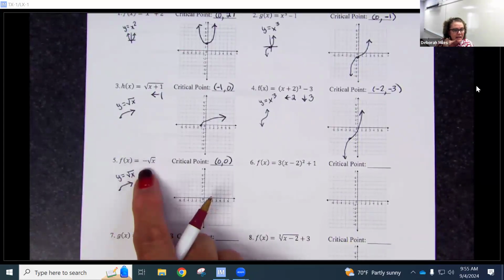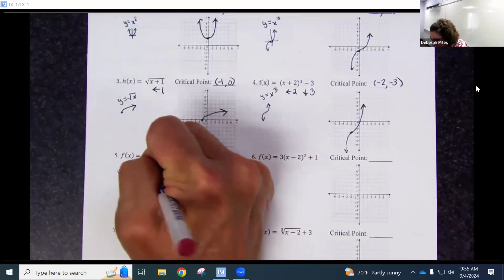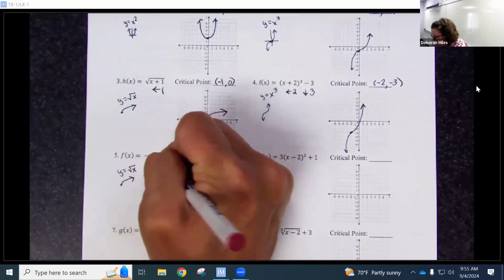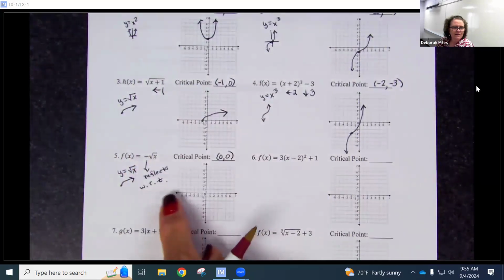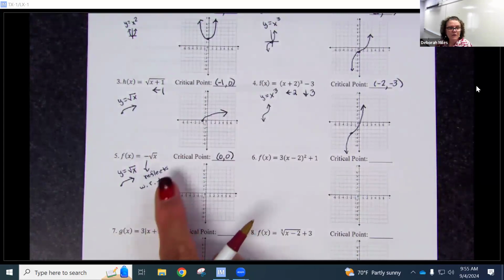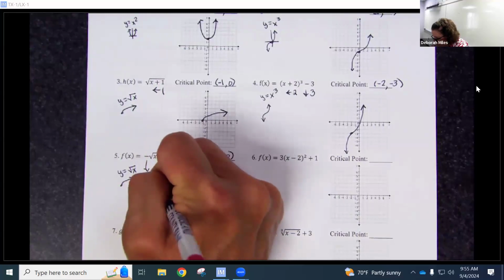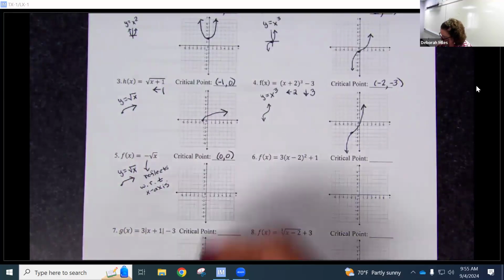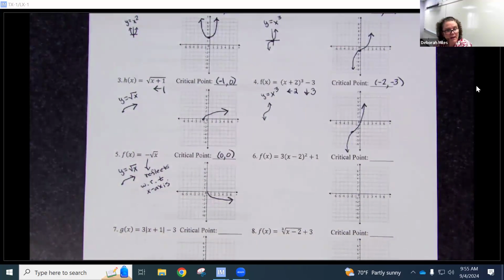But that negative coefficient reflects, WRT, which stands for with respect to, because it would take a minute to write that, reflects with respect to the x-axis, which just means flip it upside down. Instead of the top half of a parabola, it's the bottom half of a parabola.